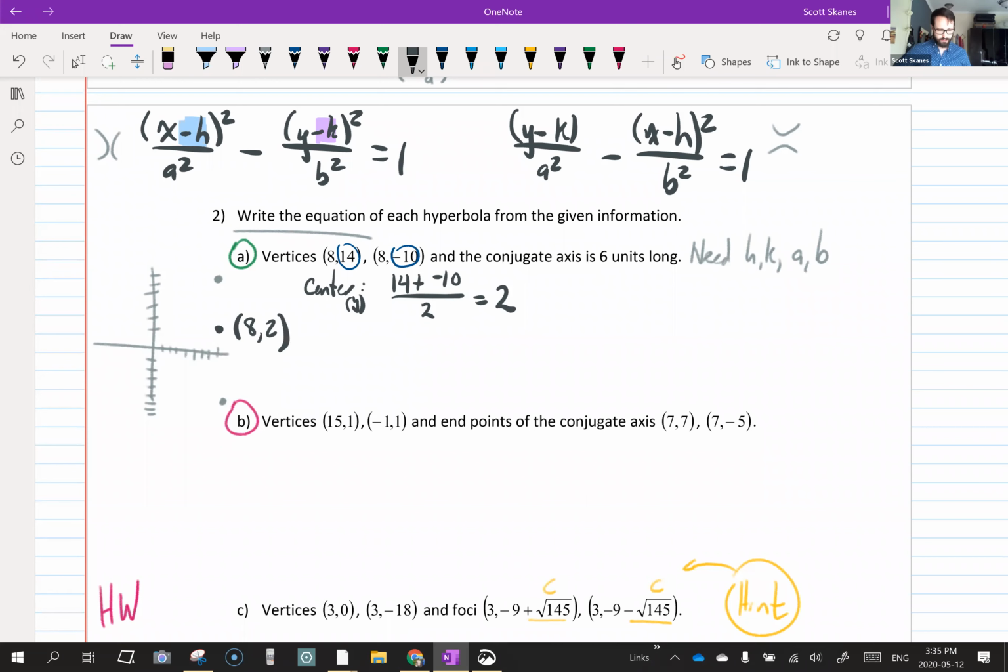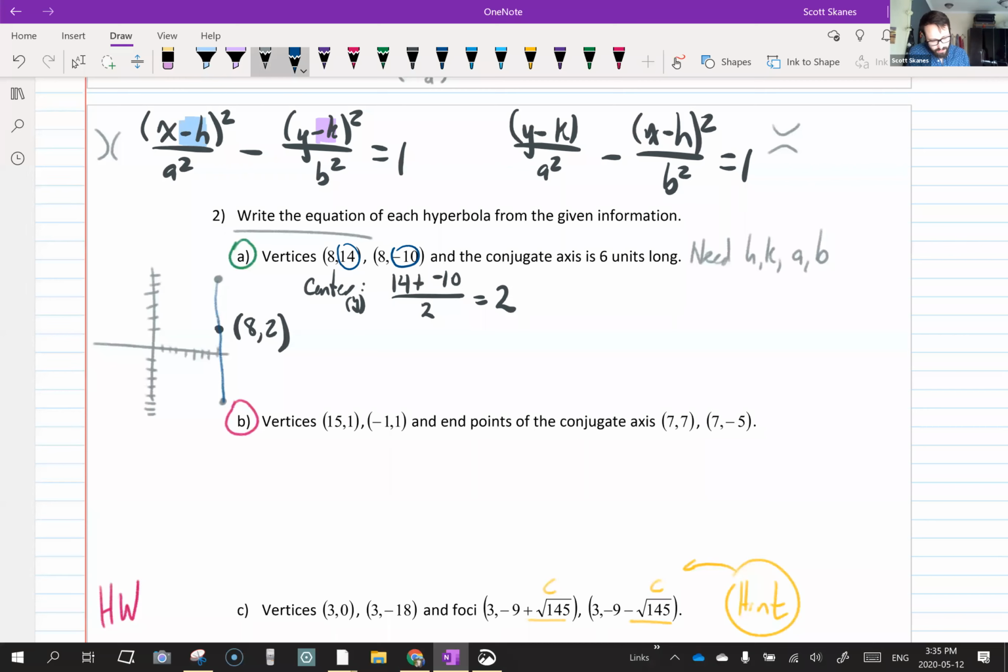All right, that's what we know. That's the first thing we know. And again, this is a little bit of puzzling it out, but you should be able to get this. The center is halfway between the vertices. That's the definition. This is the transverse axis. So that's the middle point. It's not to scale, but close enough.